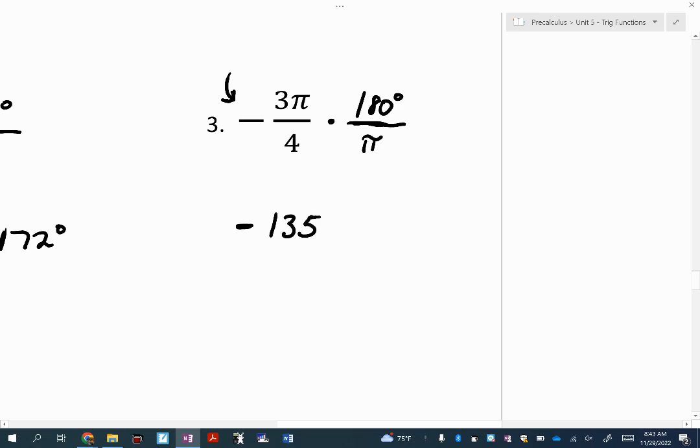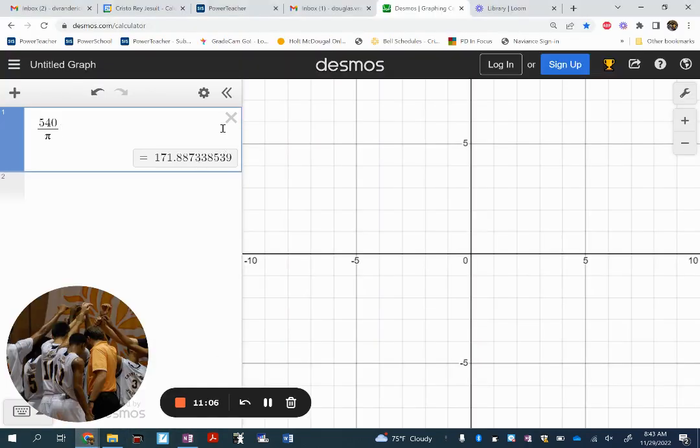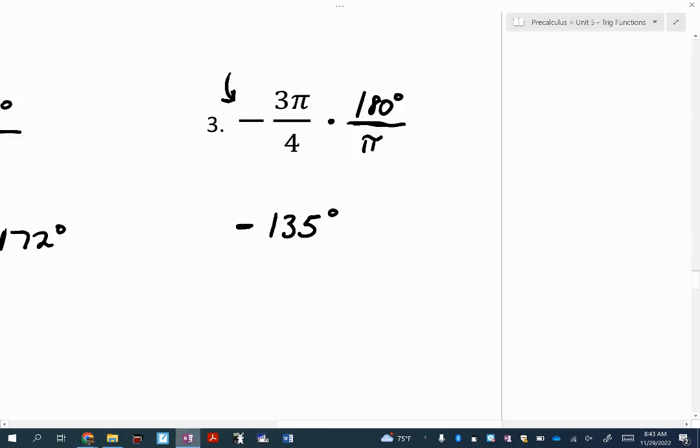If you're having trouble doing this mentally, remember, you don't need to do it mentally. What I tell students on this is there's no reason to type in the pi's when you go into Desmos, because you already know they're going to cross out. So I'm just going to type in negative 3/4, there we go, times 180. And there you go. You see negative 135. So that's it for converting from radians to degrees.